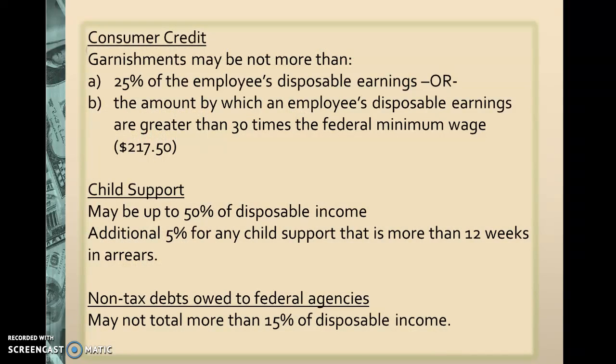All right, on consumer credit, this would be like credit card garnishments, which may not be more than 25% of the employee's disposable earnings, or the amount by which the employee's disposable earnings are greater than 30 times the federal minimum wage, which is $217.50. The reason they put a limit on there is they want to be sure that employees have enough money in their checkbook to cover their daily living expenses. In child support, it may be up to 50% of disposable income, with an additional 5% for any child support that is more than 12 weeks in arrears.